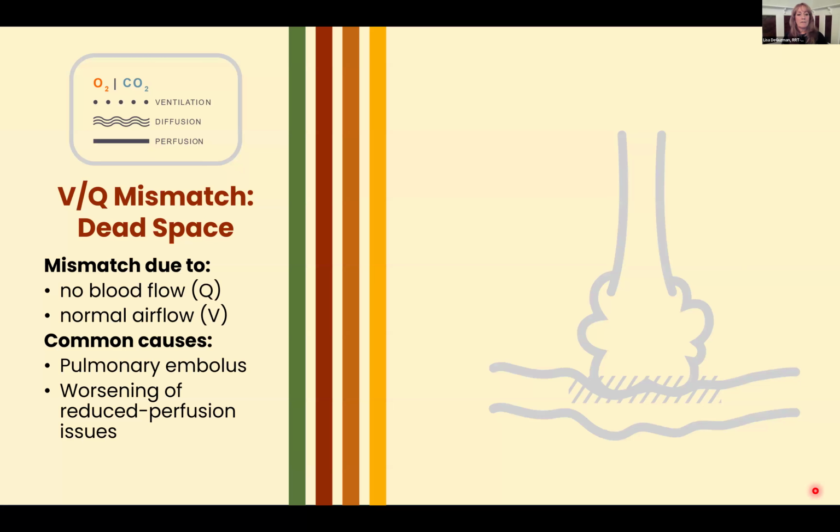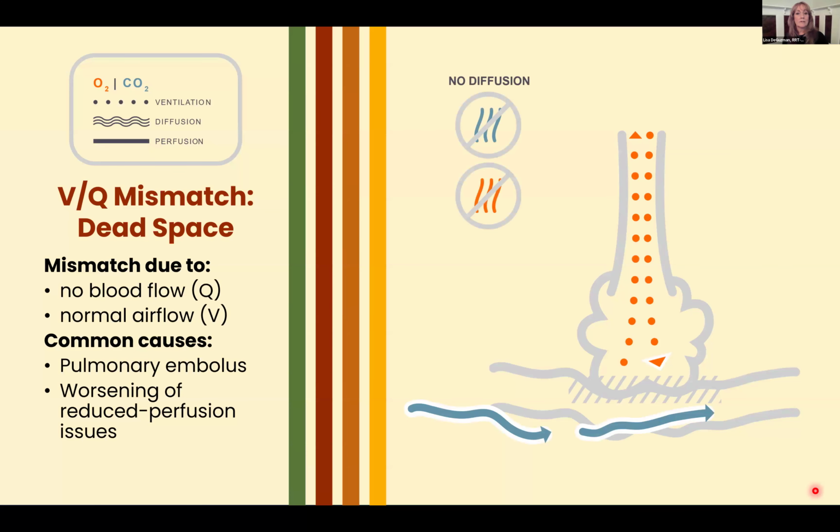Mismatches here, we have no blood flow and normal airflow. So for whatever reason, the dead space is not allowing anything. Oxygen's not getting in that area. The circulation is kind of pulled away. It can be a pulmonary embolus. You can have reduced perfusion problems with patients that get worse. So in these areas, again, airflow is okay. Maybe we've stented that airway open and we're doing a great job of getting oxygen in and CO2 out, but it's not able to cross that alveolar membrane.